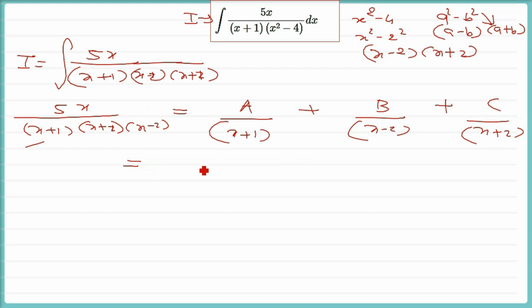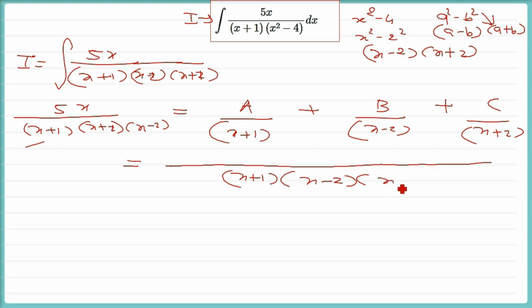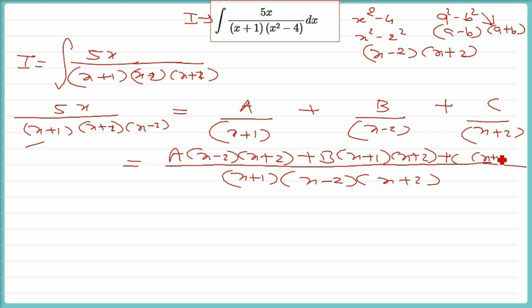So the next thing will be what? In the denominator, you can multiply these 3, x plus 1 into x minus 2 and x plus 2. So when you multiply, this will be your denominator. Now we have a, except x plus 1, take everything, x minus 2 and x plus 2. Below b it is x minus 2, so except x minus 2, take x plus 1 and x plus 2. Below c it is x plus 2, so except x plus 2, take x plus 1 and x minus 2. Now after this, on the left hand side, 5x divided by x plus 1 into x plus 2 into x minus 2. The denominator gets cancelled.